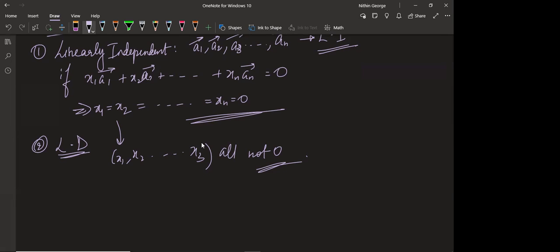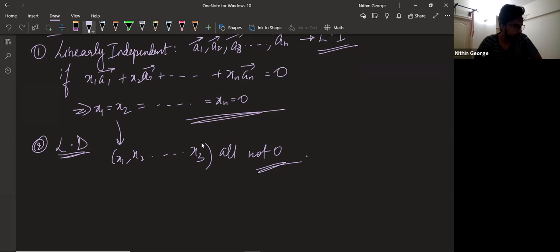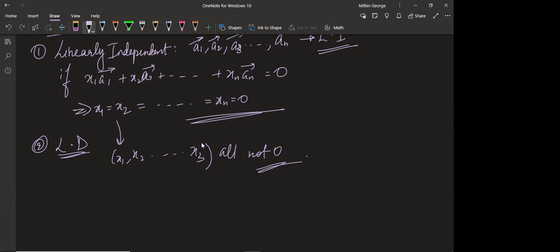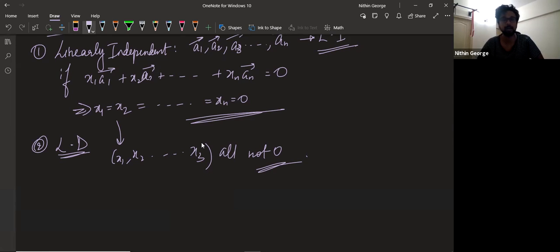Sir, in the previous point, it was collinear, no, sir? Which one? The previous one. Any two collinear vectors are linearly dependent. LD. Okay, sir. This is the fourth point. The third point was any two non-collinear vectors are LI. The non-collinear, you can't represent them as a multiple of the other. That's the idea. So you call them LI.